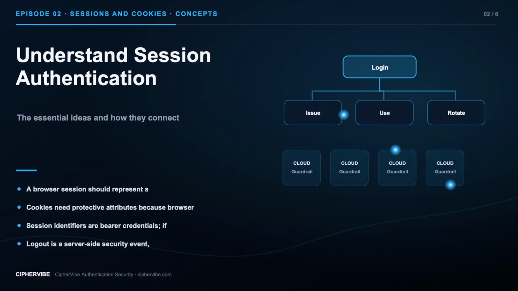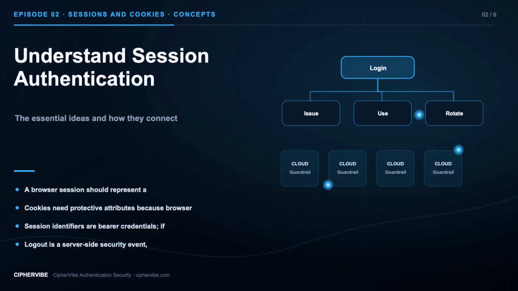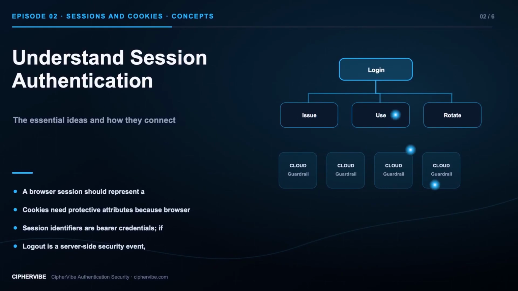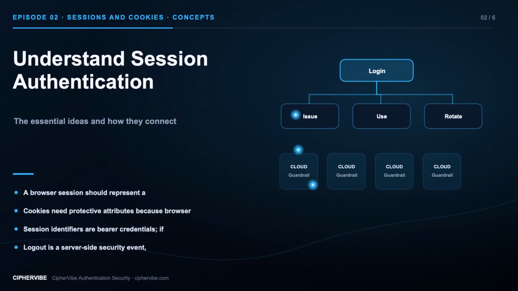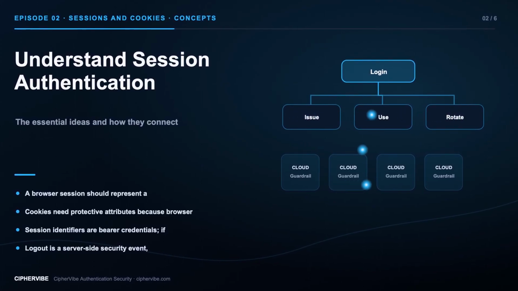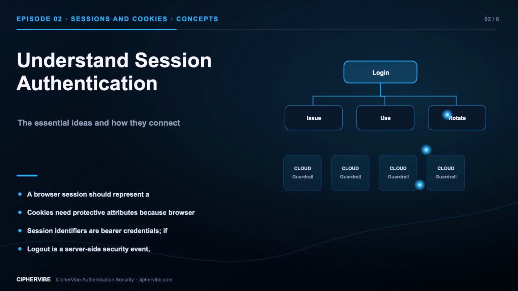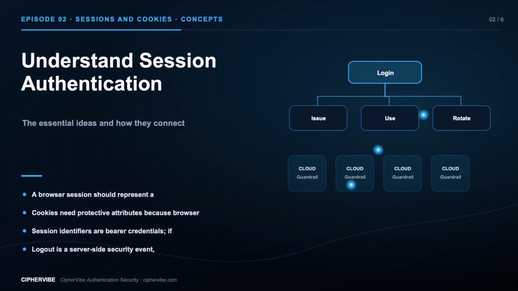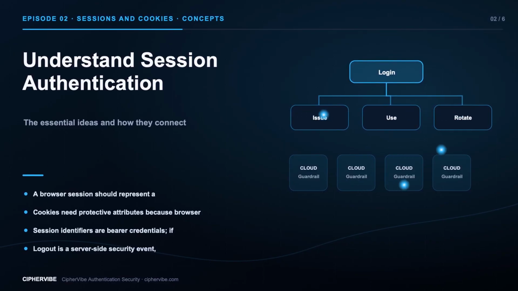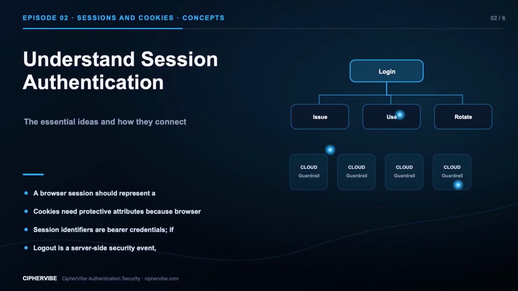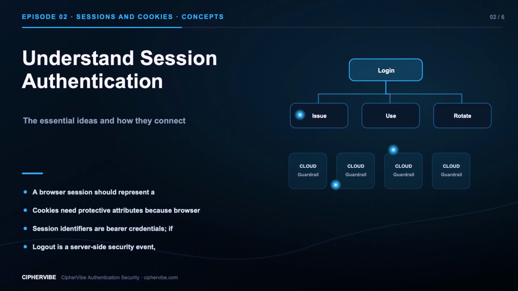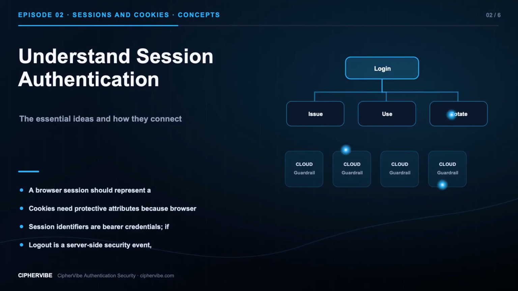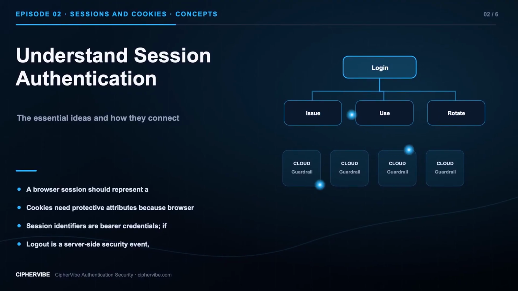Start with 4 concepts that provide the vocabulary for session cookie security, step-by-step guide for 2026. First, a browser session should represent a verified identity, a known client context, a lifetime, an activity window, and a revocation path. Second, cookies need protective attributes because browser storage and cross-site behavior directly affect session theft and request forgery risk. Third, session identifiers are bearer credentials. If an attacker steals a valid session cookie, the application may treat them as the user.